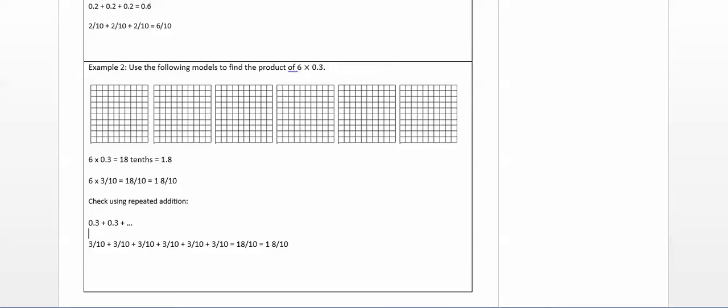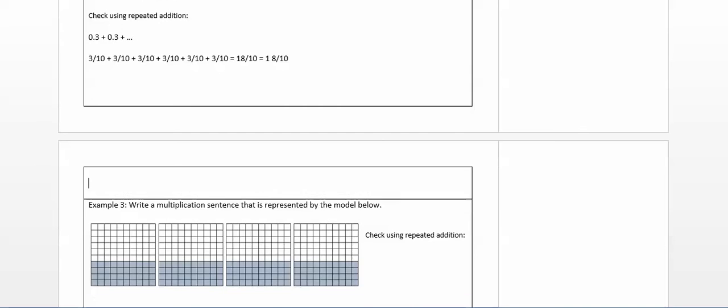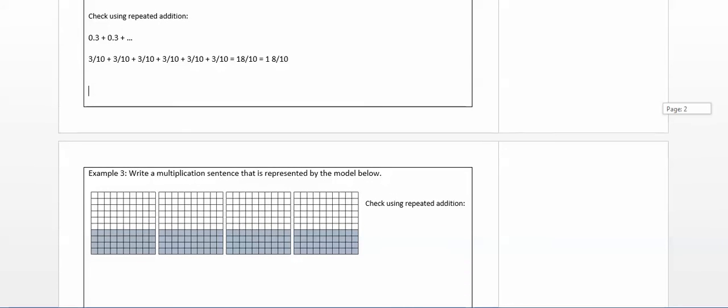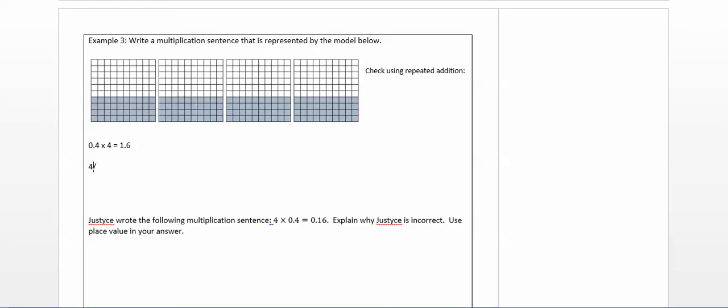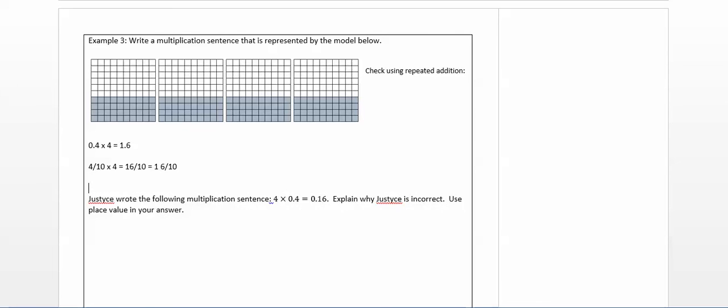Okay, now let's look at this next one. Write a multiplication sentence that is represented by the model below. Here, so we have 4/10 times 4, which again gives me 16/10. So if I'm writing a multiplication sentence, what that looks like is 4/10 times 4 equals 16/10. We can also write it as a fraction. 4/10 times 4 is equal to 16/10, which is the same as 1 6/10. And then we want students to write this using repeated addition over here, using either a decimal or a fraction, preferably both, and then answering this question.